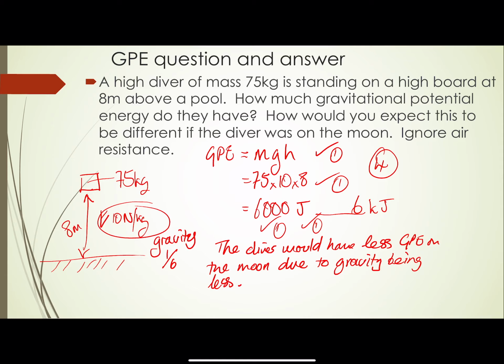So you should be able to work out the actual amount of GPE on the moon from the information that I've given you now. So on the moon, the GPE would equal 1/6 of what it does on the Earth, or 1 kilojoule.